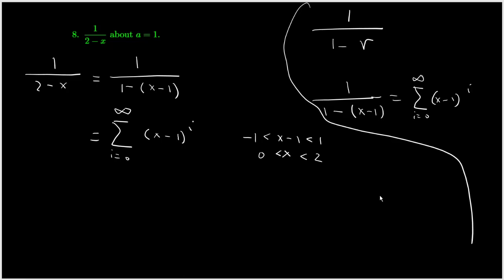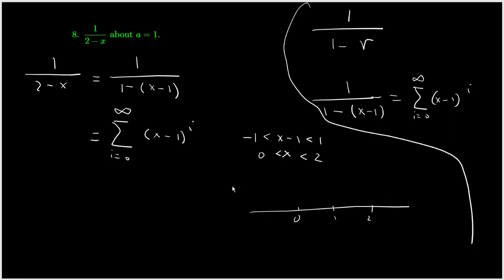So do you see the open interval from 0 to 2? 0 is here, 2 is here. Do you see the center is 1? The center of the interval of convergence is 1, because in every term you have a value of 1. That's why we call it a power series centered at 1. Any questions about this? Simple, right?